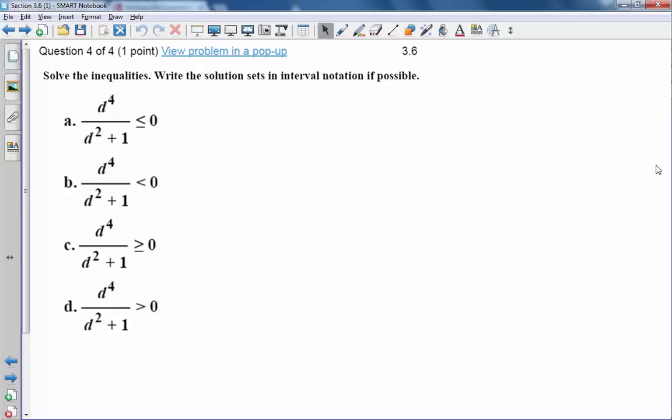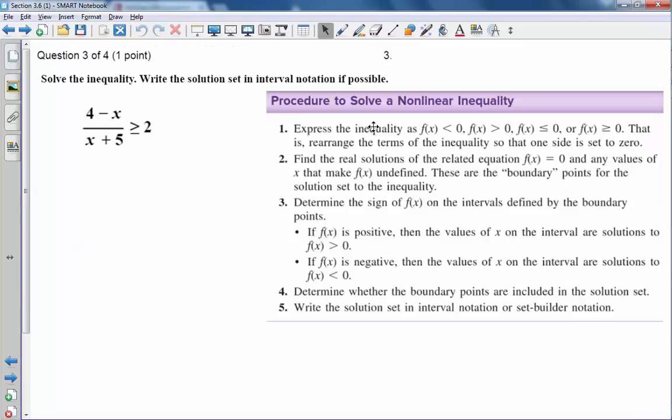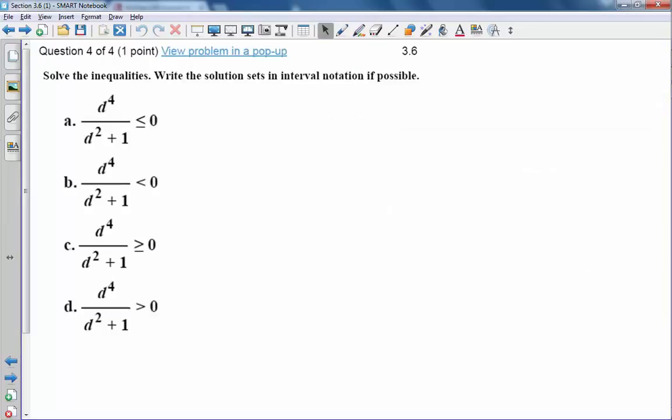Alright, today we are first starting with a leftover question from 3.6. I promised to solve this and I forgot yesterday. So we are first starting with this. What is this question about? We were solving nonlinear inequalities, fraction inequalities. We solved number 3 and we were left with number 4 with multiple parts.